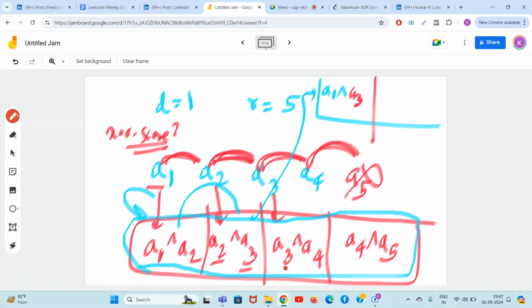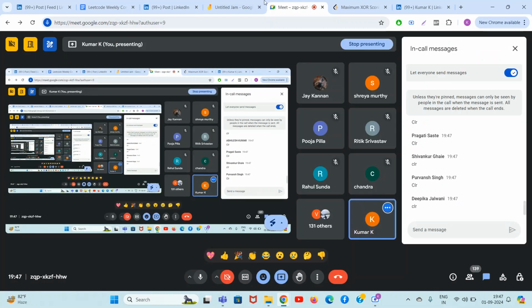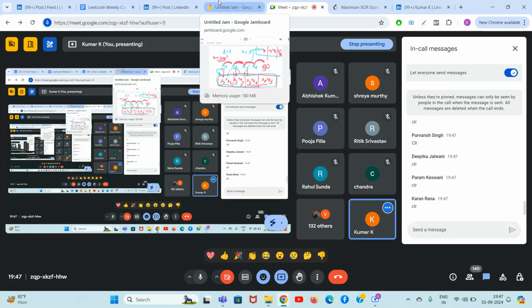A2 XOR A3 XOR A3 XOR A4. A3 कॉमन है, कट जाएंगे. A2 XOR A4. Similarly, if you do the XOR of these two numbers, A4 A4 कट जाएंगे, A3 A5. Everyone write CLR in the Google chat if they understood how this array of size 3 has been created now. You have to do this thing again and again till it becomes one size.